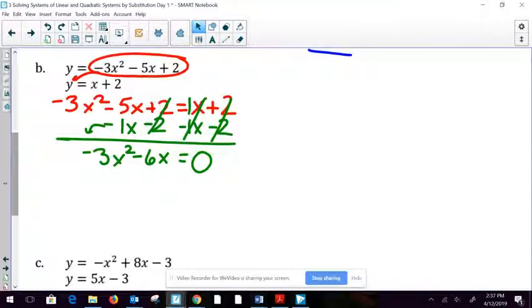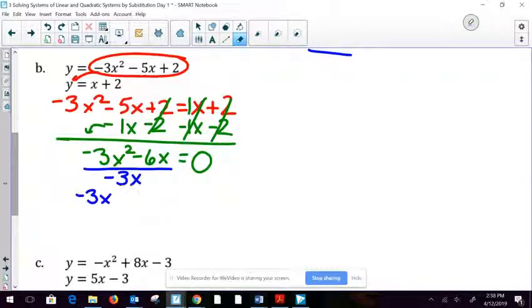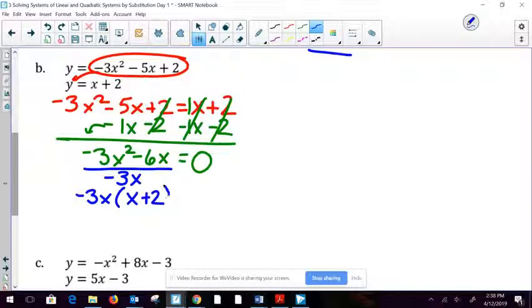Now that I have it all together, I'm going to factor out my GCF. So if I look at both terms here, remember, if the first one's negative, you need to take out a negative. And then what do 3x squared and 6x have in common? Well, they both have a negative 3x. So that negative 3x comes out front. Oops, sorry. And what's left inside the parentheses now? Well, negative 3 over negative 3 leaves me just with 1x. And then negative 6 divided by negative 3 is a positive 2. And that's equal to 0.